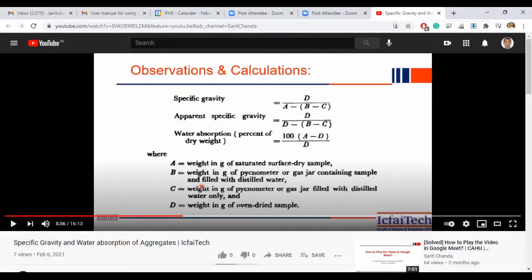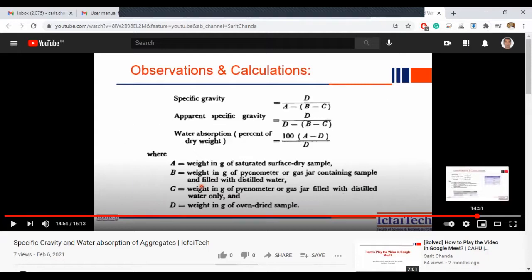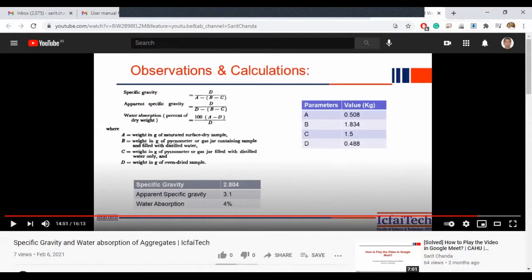If you remember, we took a 500 gram sample, but after the aggregate was soaked for 24 hours in water, the weight has increased. It is now 508 gram, which was our first reading A. If you recall, we calculated it, right? In this chart, if you see, our first reading A was 508 gram. So now the aggregate has absorbed the moisture, water.